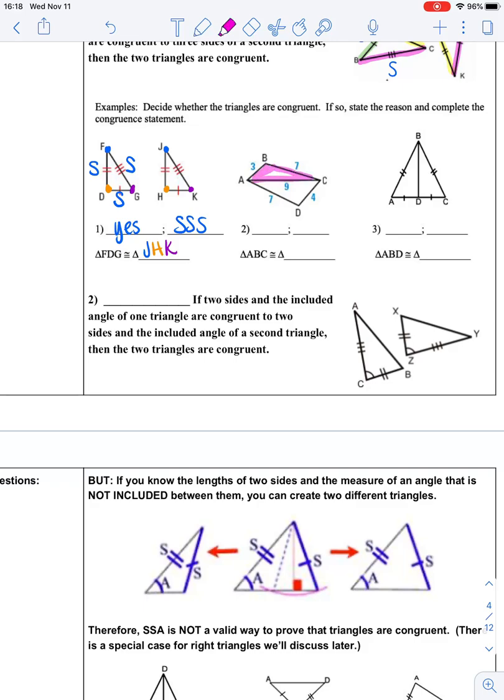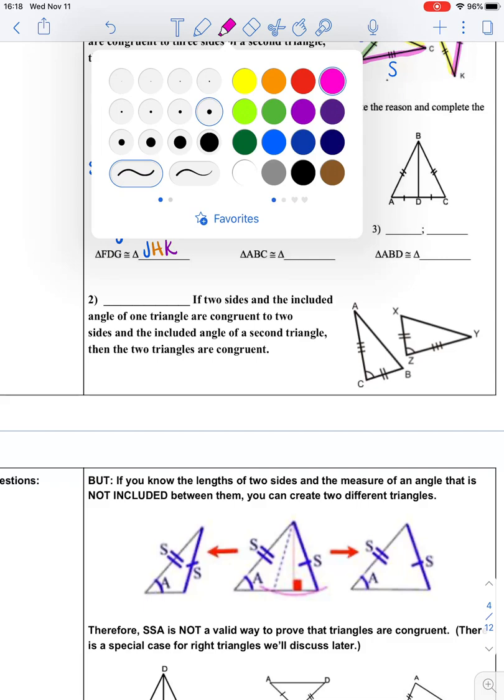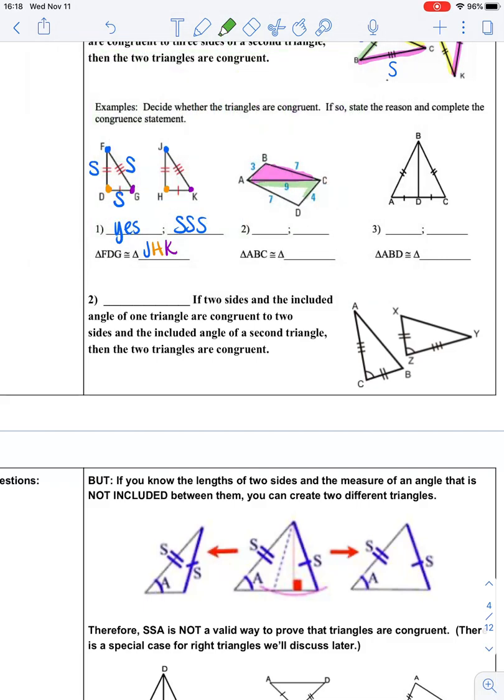So I'm looking at triangle ABC. So I'm looking at this triangle right here. And I want to know, is it congruent to triangle ADC? Well, right now we know that triangles can be congruent if we have 3 sides that are the same. So I look, and I have 3 for AB, but I don't have CD's not 3. No other side is 3.